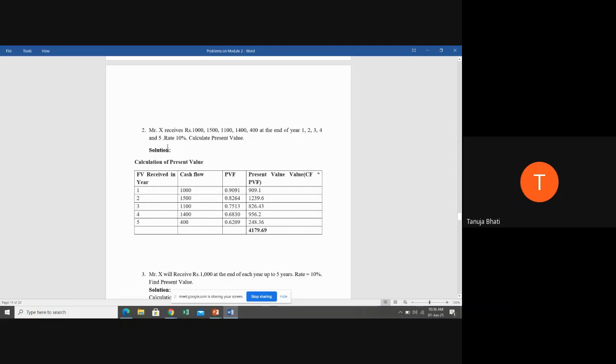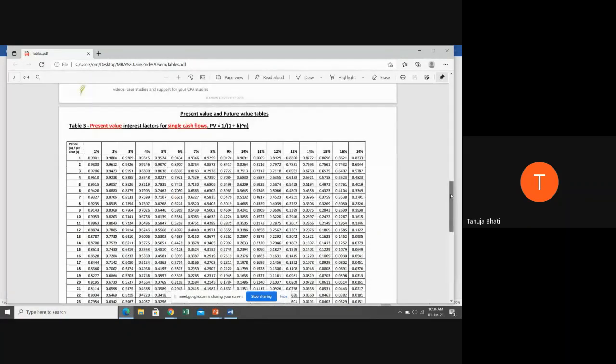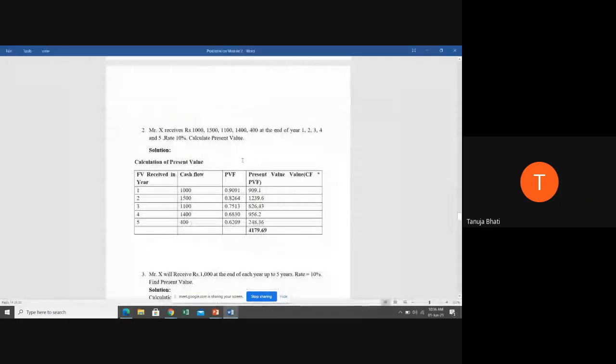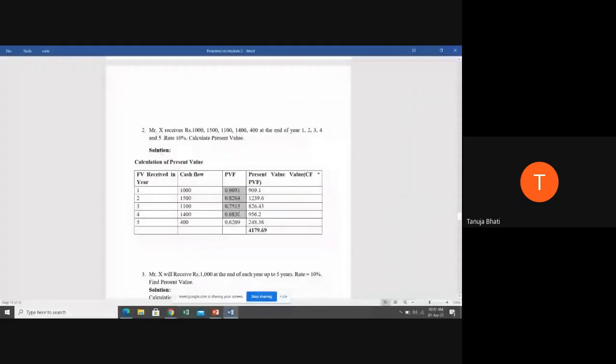So the rate of interest is 10%. So we just go to table number 3. In table number 3, it is 10% for 1 year, 2 years, 3 years, 4 years, and 5 years. So it is 0.9091, 0.8264, 0.7513, 0.6830, and 0.6209. So that is what we have written here.